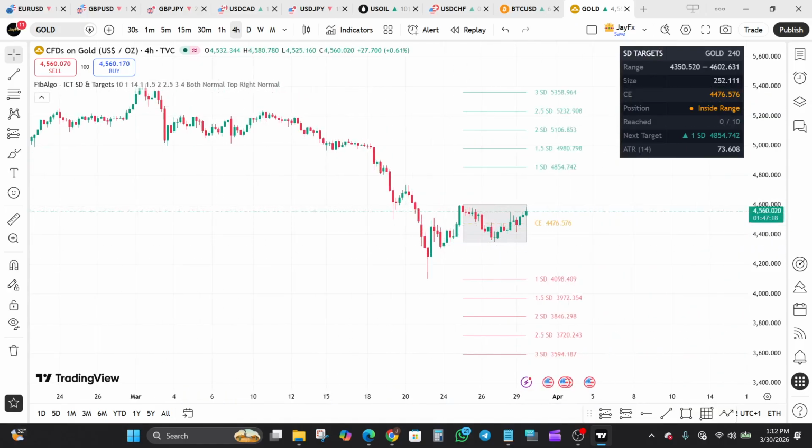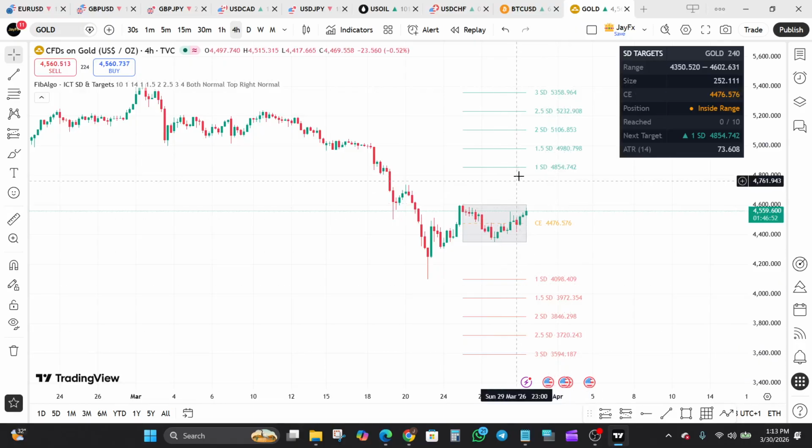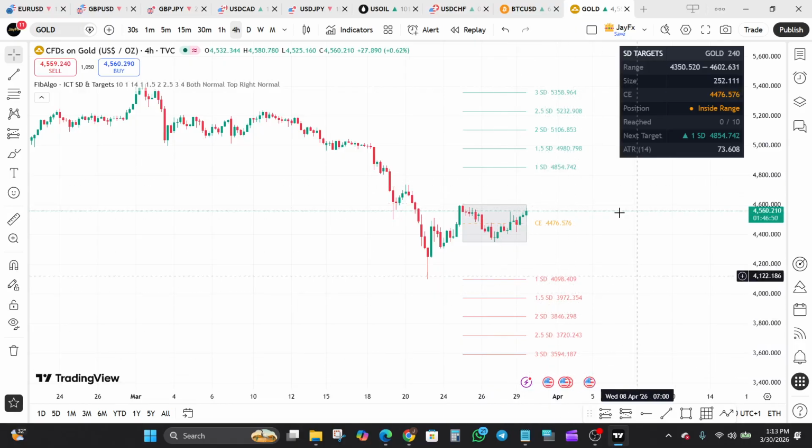So the ICT Standard Deviation Projections are tools that are used to estimate potential price ranges based on statistical volatility. All right, so they use standard deviation to project how far price might move away from a mean or average level. Okay, so these projections, you can see how this indicator gives us several projections both to the downside and to the upside.